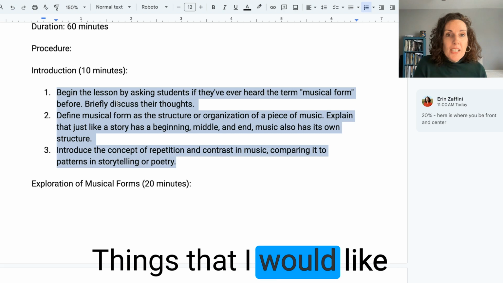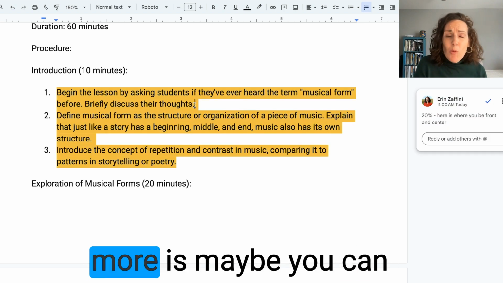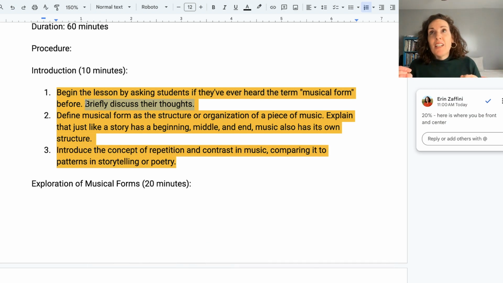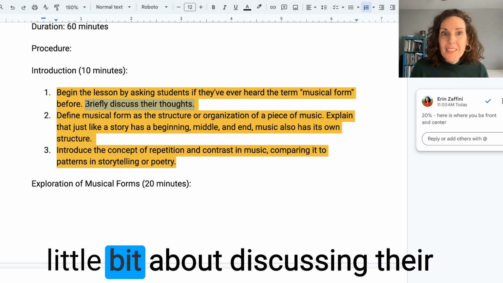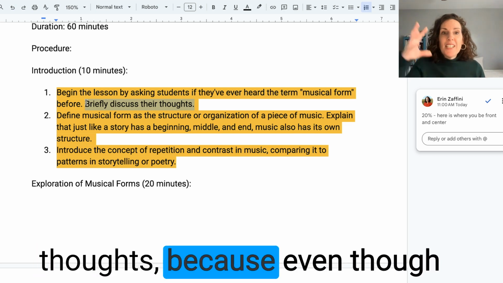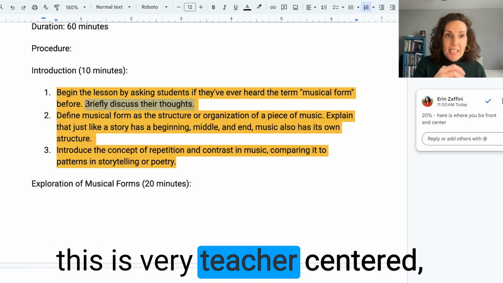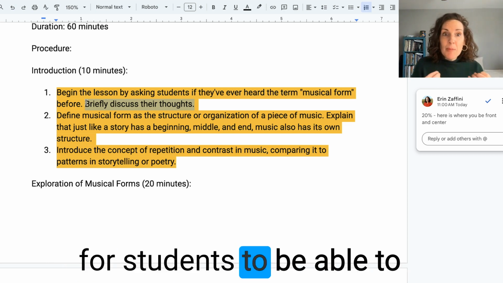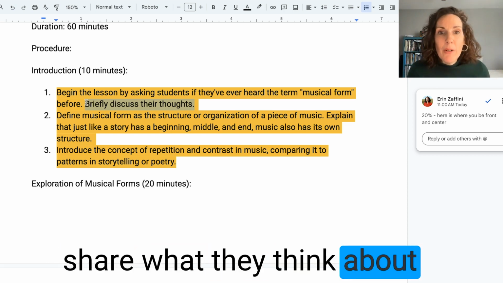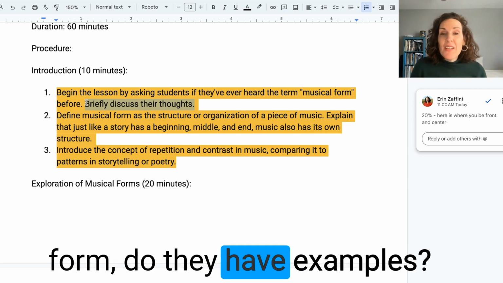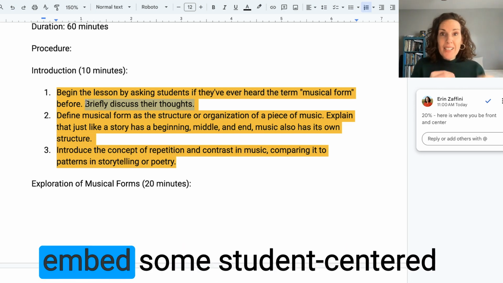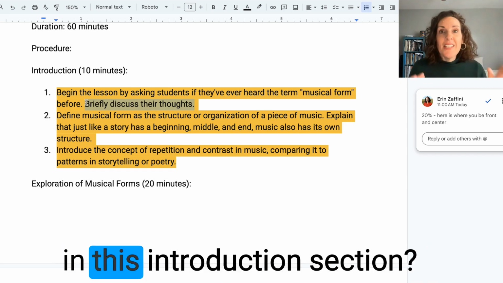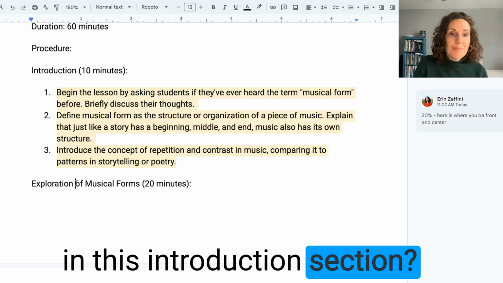Things that I would like to understand a little bit more is maybe you can actually have students connect with each other a little bit about discussing their thoughts. Because even though this is very teacher-centered, this introduction part, there's access points for students to be able to share what they think about when it comes to musical form. Do they have examples? How can you actually even embed some student-centered conversation with each other in this introduction section?